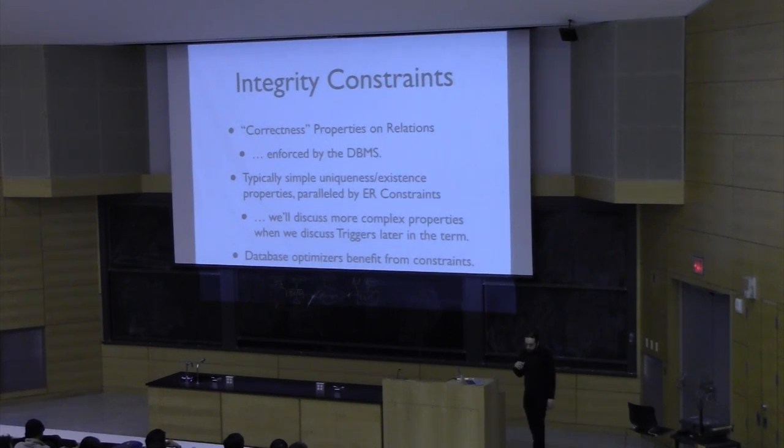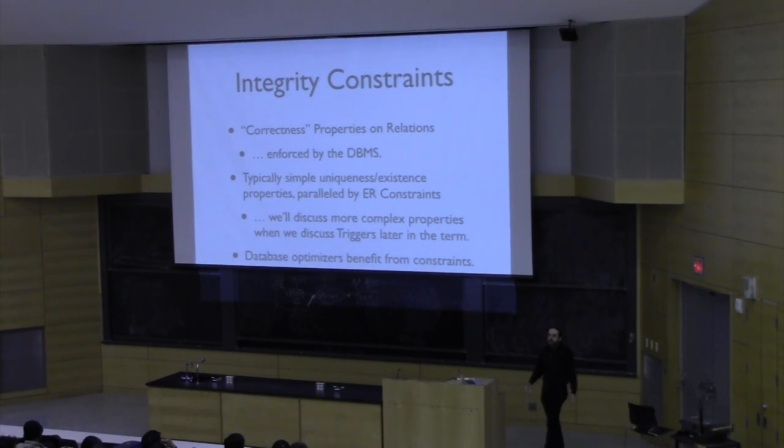So there's a notion called integrity constraints that you can place on... Actually, let me back up. So we talked about the ER model. Now we're going to jump over to the relational side of things and talk about how we can define these constraints in the relational model. And I'm just going to tease at this a little bit because we have about 2 minutes.